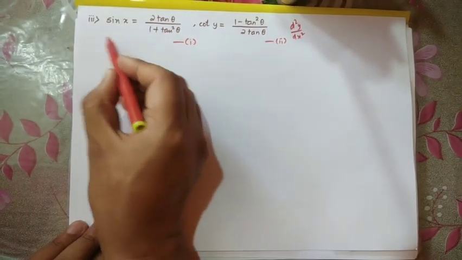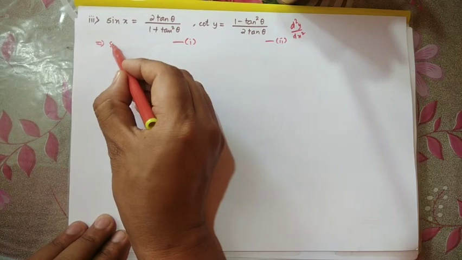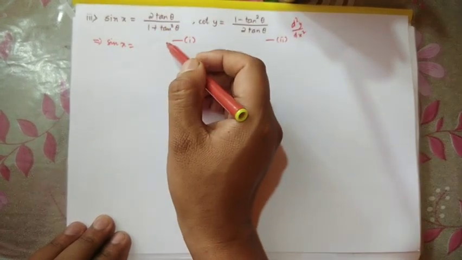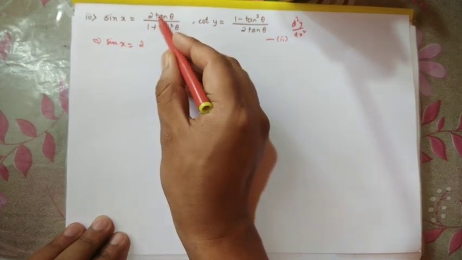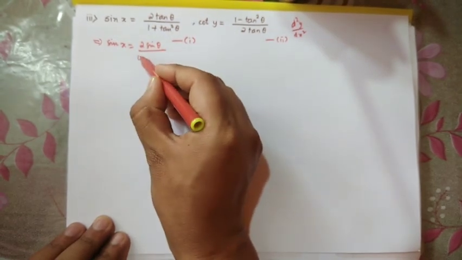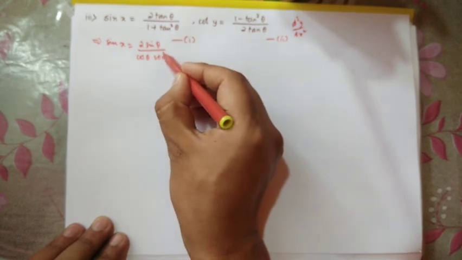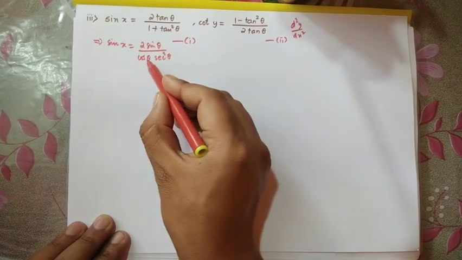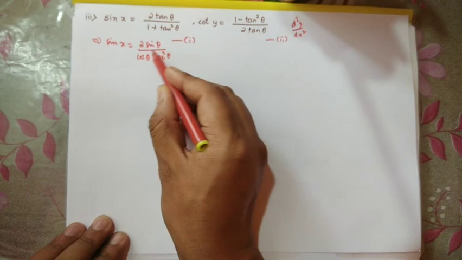Okay, so from here I have sine x equals 2 tan theta by 1 plus tan square theta. 1 plus tan square theta is how much? Sec square theta, right? Now this tan theta I am writing as sine theta by cos theta, and 1 plus tan square theta is sec square theta. Now we know that cos theta into sec theta is how much? 1. So only sec theta is left from here.